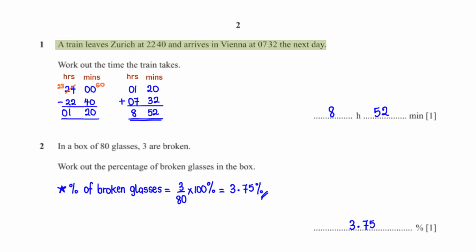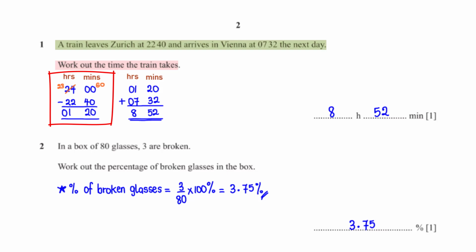A train leaves Zurich at 22:40 and arrives in Vienna at 7:32 the next day. Work out the time the train takes. First, let's find the time duration from 22:40 to midnight. So we subtract 22:40 from 24:00.